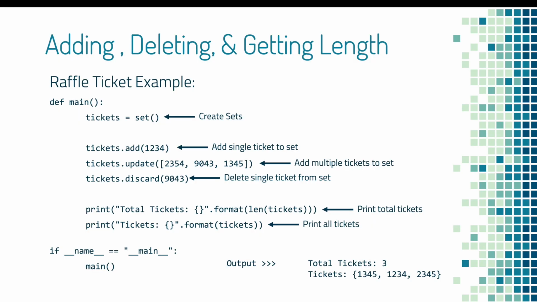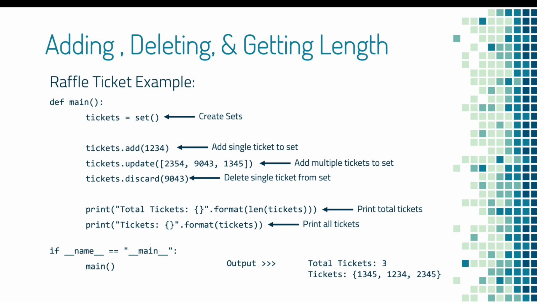All right, here's an example. A good example is a raffle ticket example. You can create a set of your tickets, and if you do .add with a number like 1, 2, 3, 4, it's going to add that single ticket to the set. If you do .update, you can update it with a list of ints, and it adds multiple tickets to the set. If you want to discard a ticket, you can delete a single ticket from the set. Then you can print the total tickets you have, and you can print all the tickets by printing the tickets set.